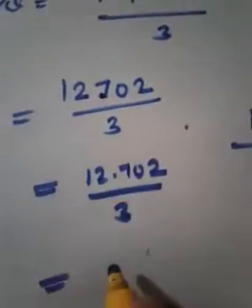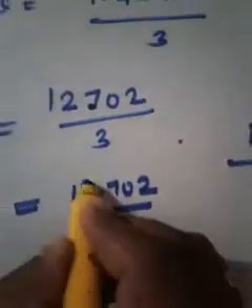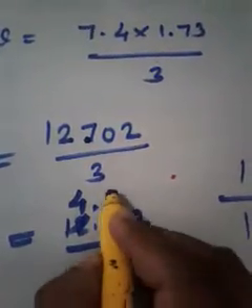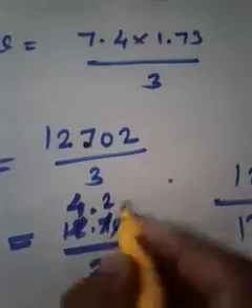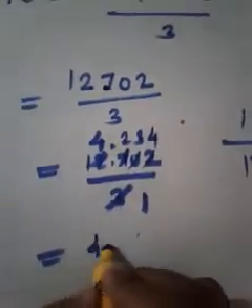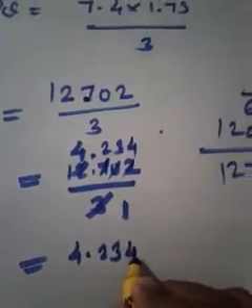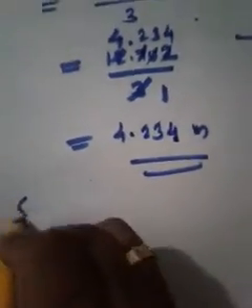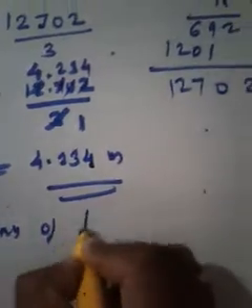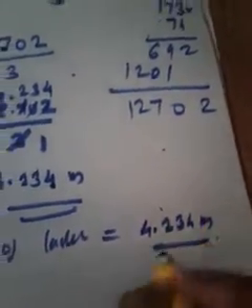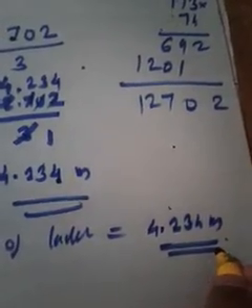Can you simplify this? Yes, you can simplify. In 3, how many 3s? 1. In 12, how many 3s? 4. In 7, how many 3s? 2. 3 twos are 6, remainder is 1. So in 10, how many 3s? 3 threes are 9, remainder is 1. So the answer will be 4.234. That many meters is nothing but PQ. What does PQ represent? The length of the ladder. So you have to conclude in this way: the length of the ladder is 4.234 meters.